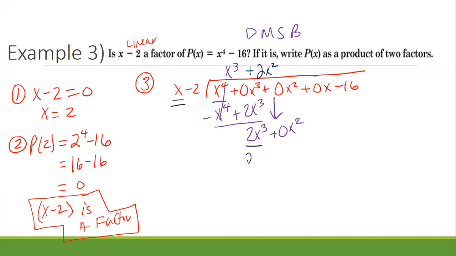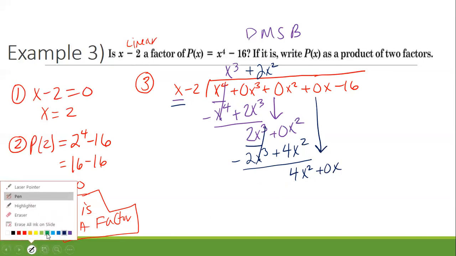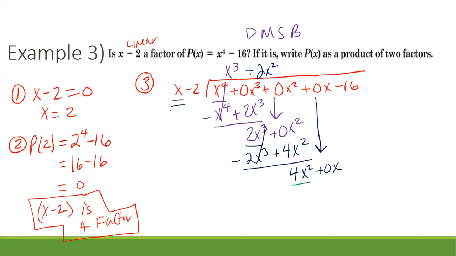2x squared times x is going to be 2x cubed. 2x squared times negative 2 is negative 4x squared. So I'm going to subtract, change my signs. I get 4x squared. Then I'm going to bring down. I have 4x squared divided by x. That gives me 4x. I'm going to multiply. 4x times x is 4x squared. 4x times negative 2 is negative 8x. I'm going to subtract, change signs, gives me 8x. And then I'm going to bring down.